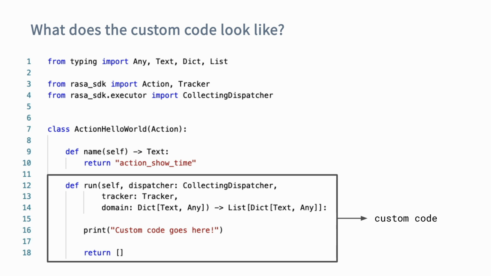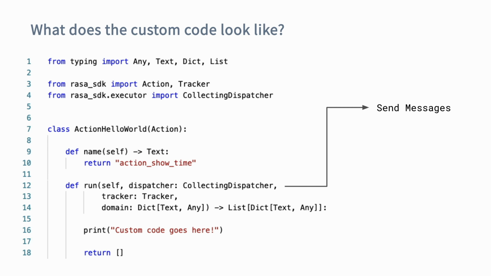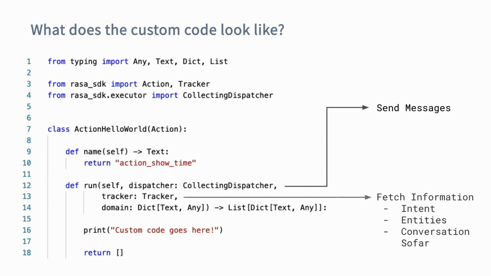Now, let's zoom in on what this run method receives. You'll notice that the first thing it receives is a dispatcher object, and this is an object that allows you to send messages back to the user. Besides this dispatcher, your custom action also has access to a tracker. This tracker is an object that contains relevant data that was extracted from the conversation so far, and you can imagine that this includes the predicted intents, entities, but also slot values.